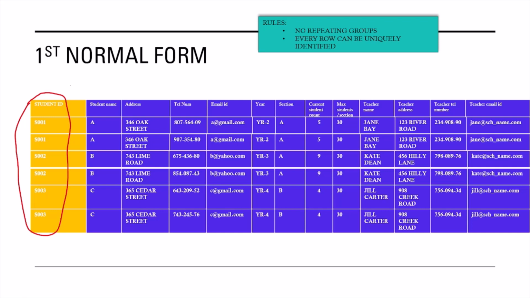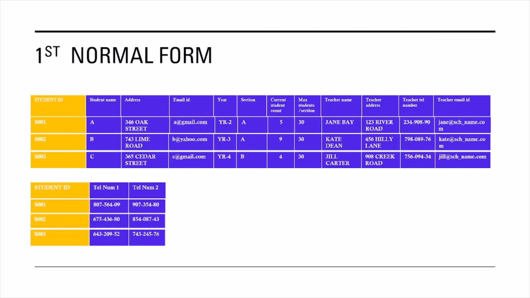But this has resulted in duplication of data, violating the rules of the first normal form. We do have repeating data, as you can see, right? Also, every row in the table cannot again be uniquely identified. To resolve this, we can move the telephone numbers to a separate table. And now you can see that we have met the requirements of the first normal form.